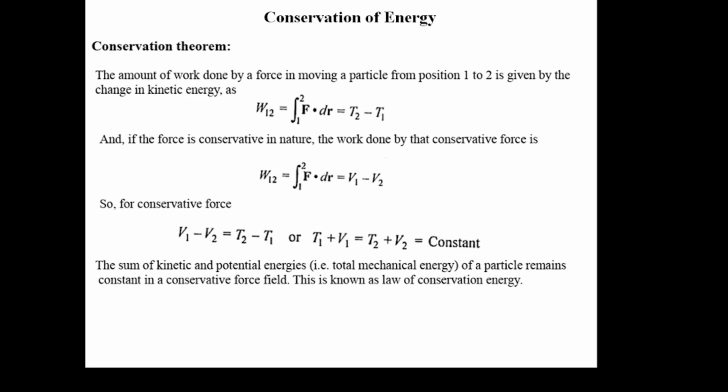Now we will discuss the conservation of energy. The amount of work done by a force in moving a particle from position 1 to 2 is given by the change in kinetic energy. That means W12 is T2 minus T1. And if the force is conservative in nature, then the work done by that conservative force, W12, is equal to V1 minus V2. So V1 minus V2 is equal to T2 minus T1, or T1 plus V1 is equal to T2 plus V2, which is a constant.